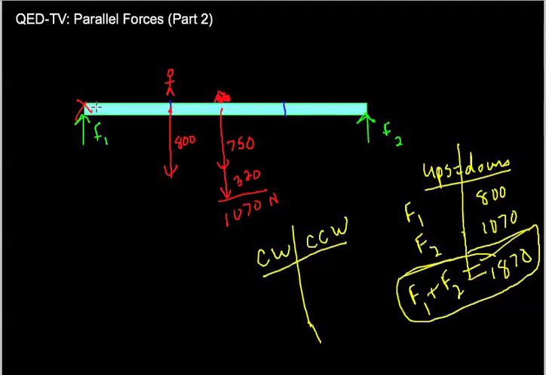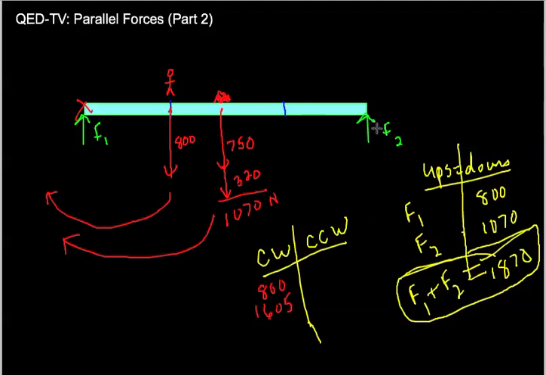So I can measure some torques here. I can say 1 times 800. What kind of torque would that be? It's going to go around this way, so that would be a clockwise torque, 800. And then I have 1070 times 1.5 meters or feet or whatever. And that's also going to be a clockwise torque, and that is 1605.